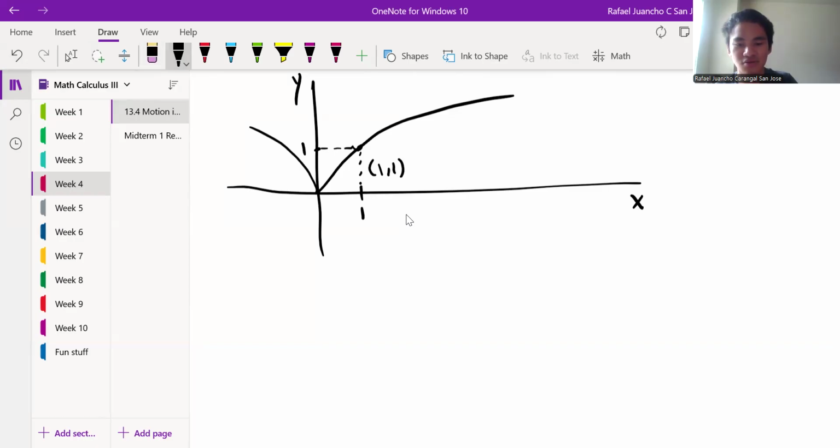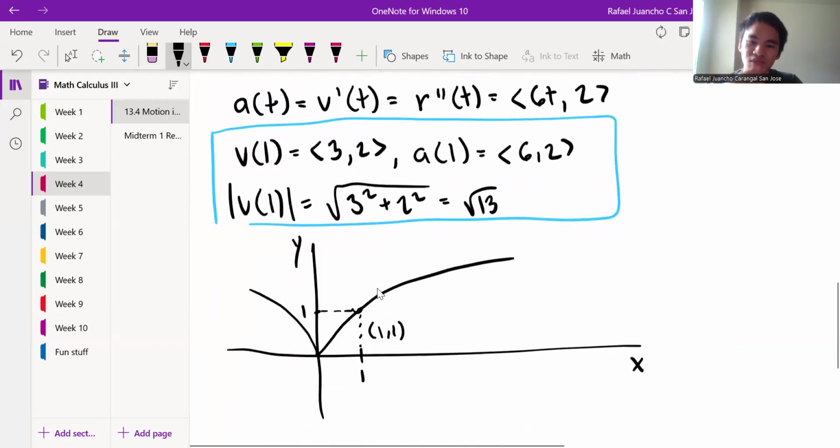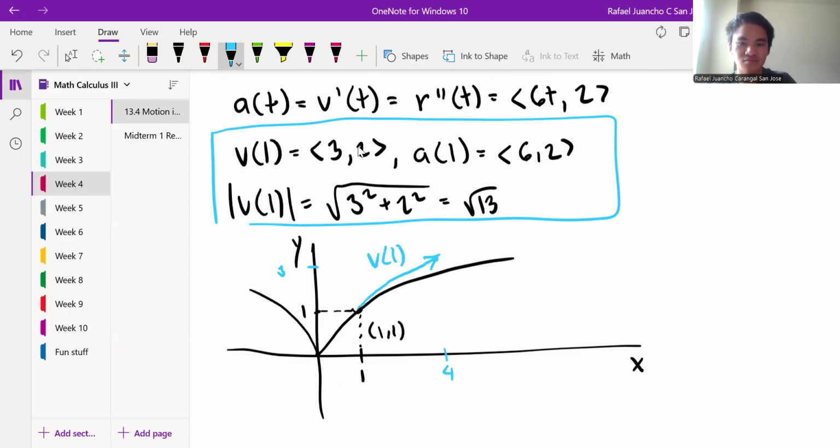Now we can draw our velocity and our acceleration vectors. So our velocity goes 3 to the right and 2 up. So maybe I'll do a 4 here. 3 to the right, and then 2 up. So maybe I'll do a 3 here. So maybe it's pointing something like that. My V of 1. Specifically my V of 1.